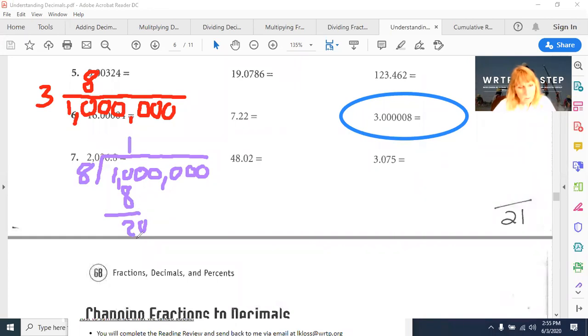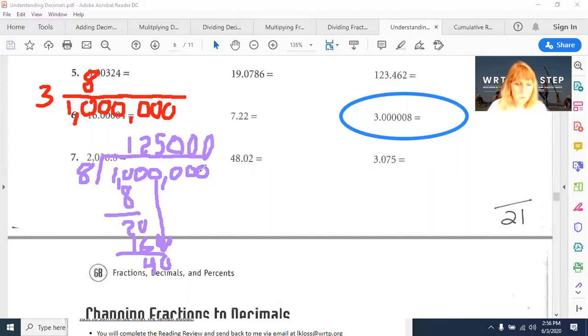Okay, and then we get 20. So how many 8s into 20? 2. 2 times 8 is 16. 20 minus 16 is 4. And I lost track of which 0 I'm on. This one, I'm on this 0. That's why it's always good to put these little lines so you know which 0 you're on. How many 8s in 40? 5 times 8 is 40, and then I'll end up with just zeros left on the top. So just like in our previous problem, so now we get 125,000.